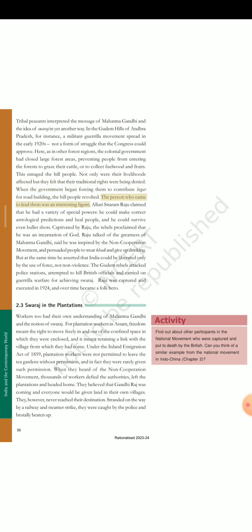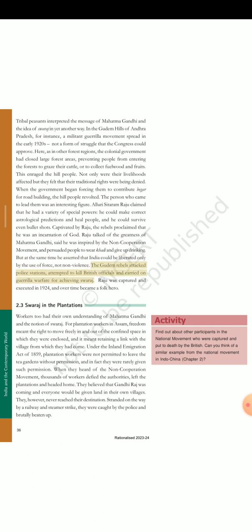The person who came to lead them was an interesting figure. Alluri Sitaram Raju claimed that he had a variety of special powers. He could make correct astrological predictions and heal people, and he could survive even bullet shots. Captivated by Raju, the rebels proclaimed that he was an incarnation of God. Raju talked of the greatness of Mahatma Gandhi, said he was inspired by the non-cooperation movement, and persuaded people to wear khadi and give up drinking. But at the same time he asserted that India could be liberated only by the use of force, not non-violence.